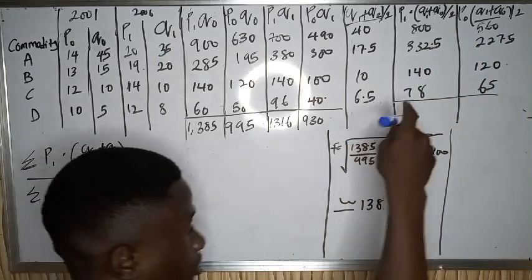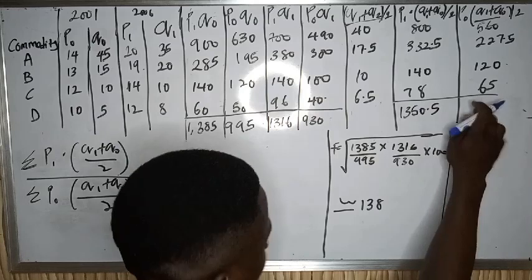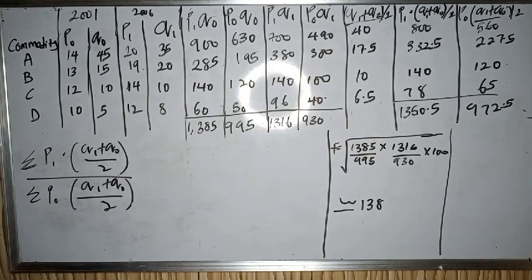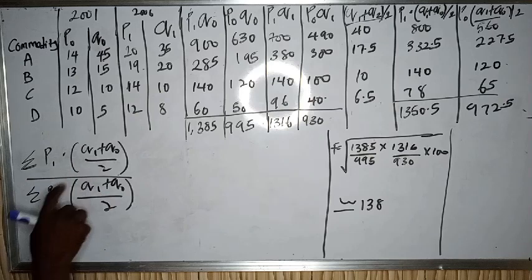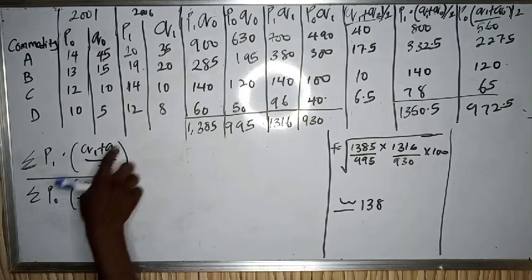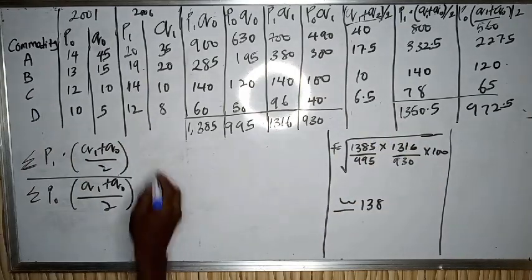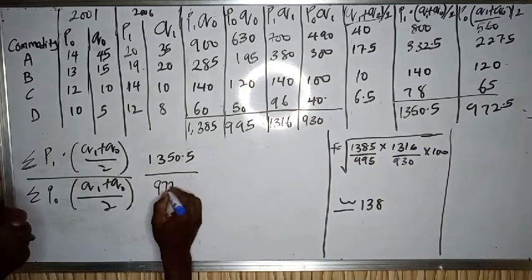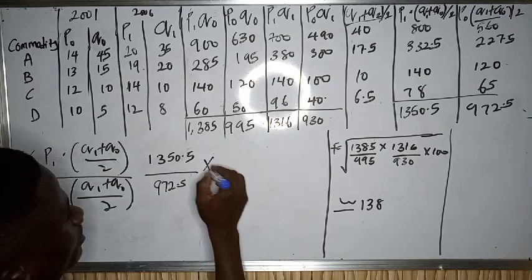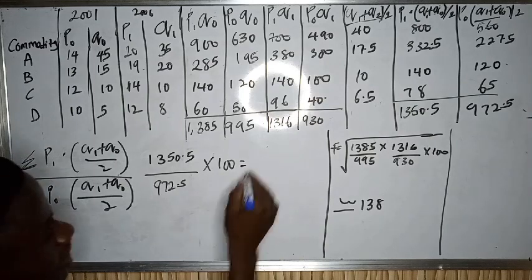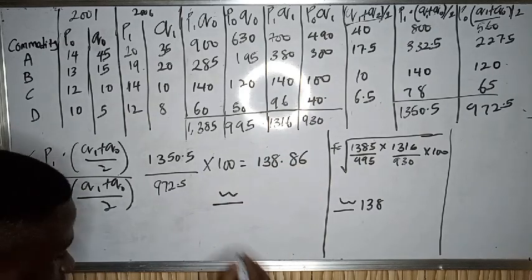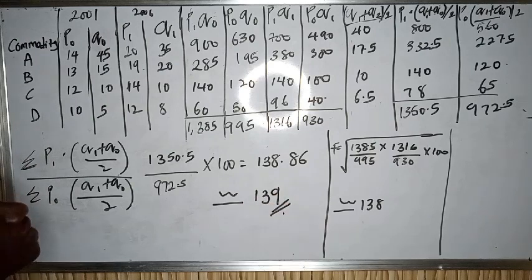If you add all this together, you should be having 1350.5, and if you add all this together, you'll be having 972.5. So the formula is just this multiplied by this divided by this. So 1350.5 divided by 972.5. Don't forget that there is always a multiplication by 100. If you do the calculation, you'll be having 138.86. So if you approximate, you'll be having 139 as your final value for Marshall Edgeworth.